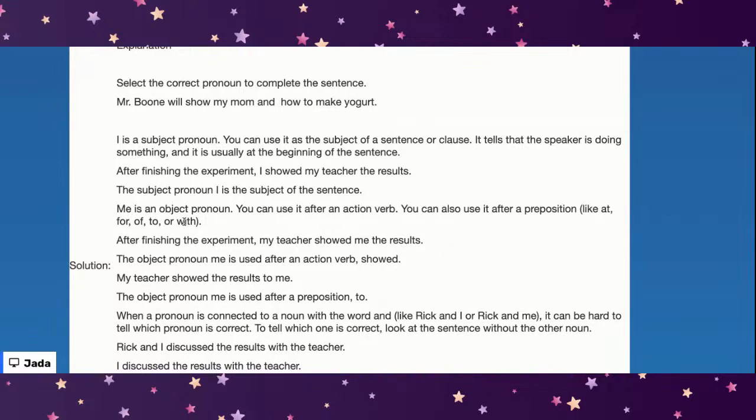Okay, so let's start now. I is a subject pronoun. You can use it as the subject of a sentence or clause. It tells that the speaker is doing something and it is usually at the beginning of the sentence.